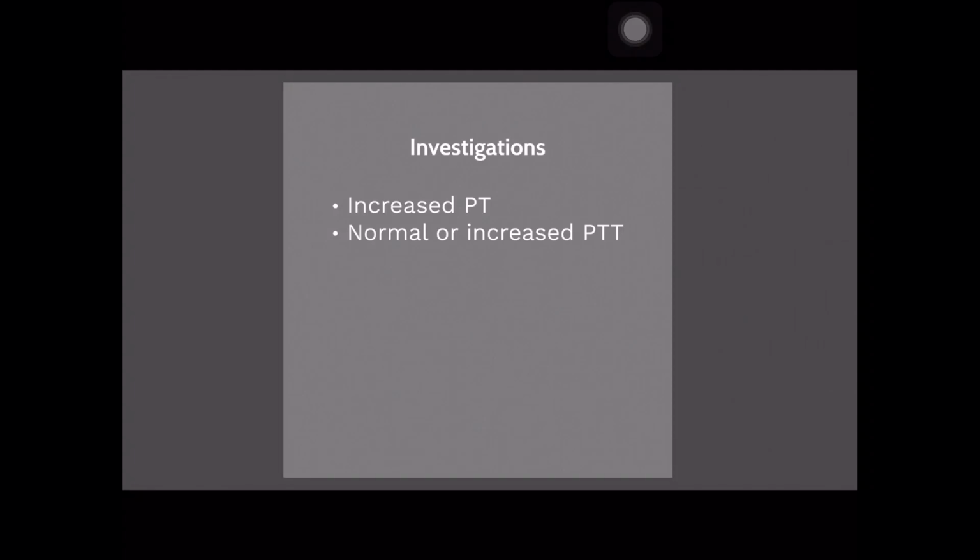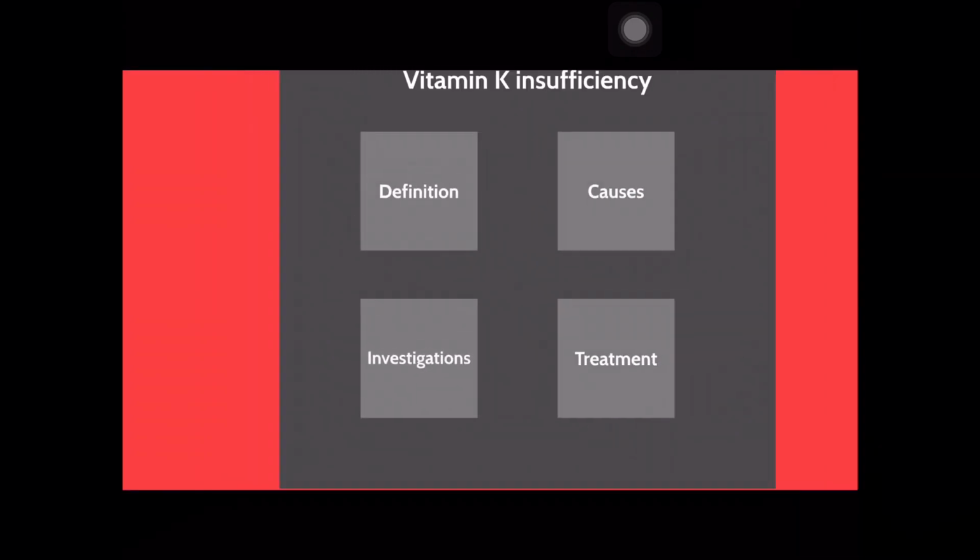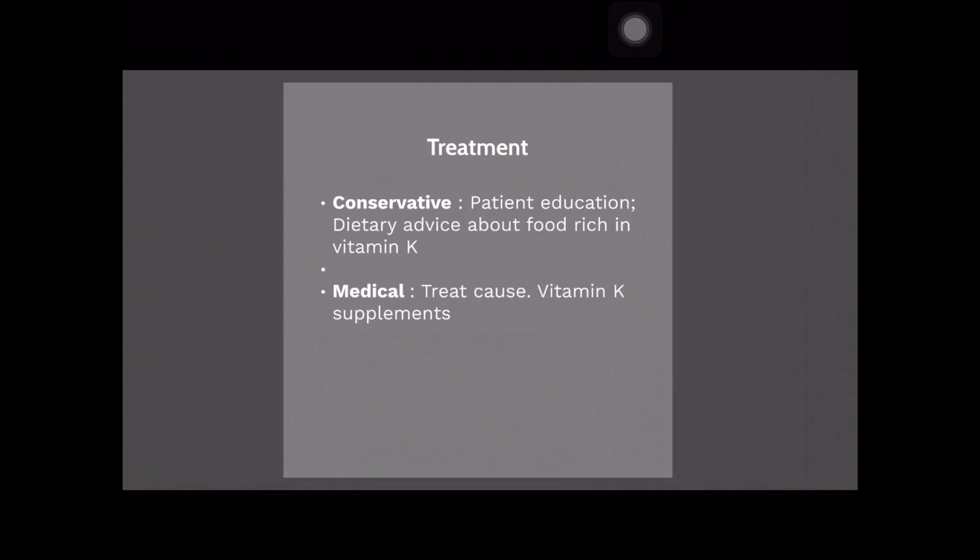Investigation of vitamin K insufficiency includes increased prothrombin time and normal or increased partial thromboplastin time. Lastly, treatment of vitamin K insufficiency is mainly about dietary adjustment. We must educate the patient to take food high in vitamin K, or even vitamin K supplement is useful for them.